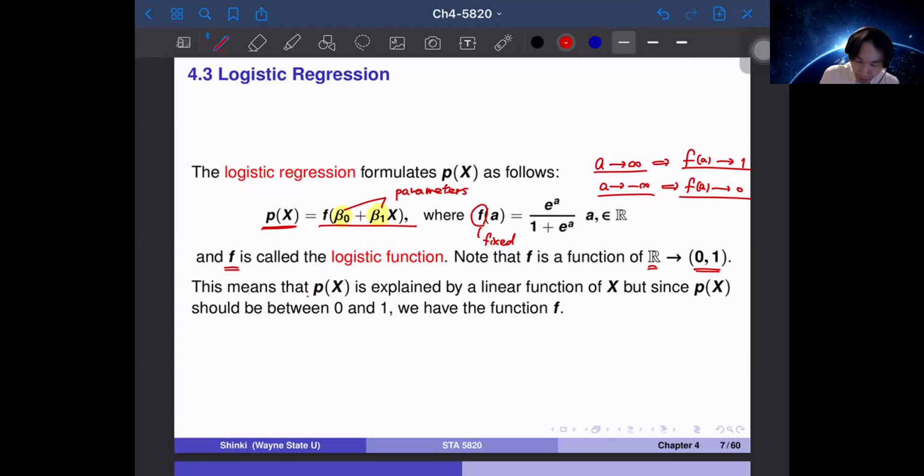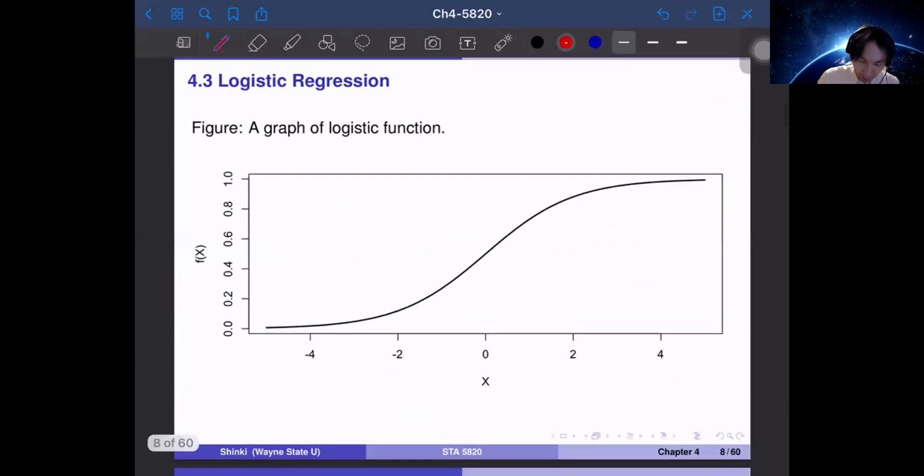So this means that p of x is explained by a linear function of x. But since p of x should be between 0 and 1, we have the function f. And this is the function f. So y is equal to e to the power x over 1 plus e to the power x. When x is equal to 0, the value is 0.5. And this goes to 1, and this goes to 0.